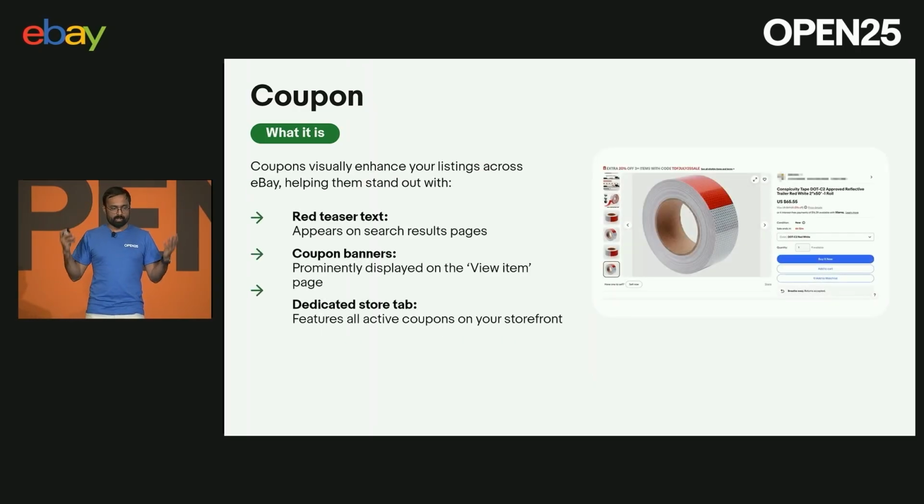Now, how do coupons show up? Very, very similar to sale events. You will see banners and teasers all across eBay, and then they start showing up off eBay on Google as well. There are banners, teasers, and it also shows up on the sale tab, similar to sale event.